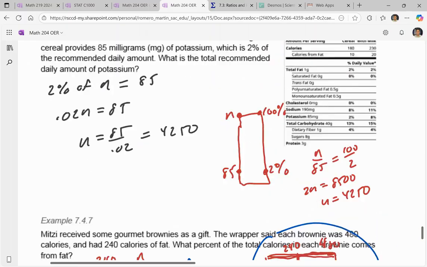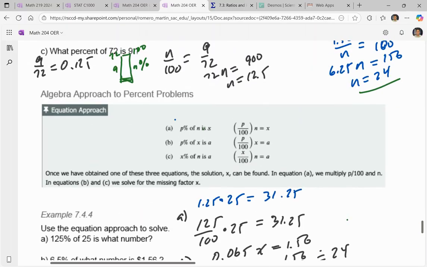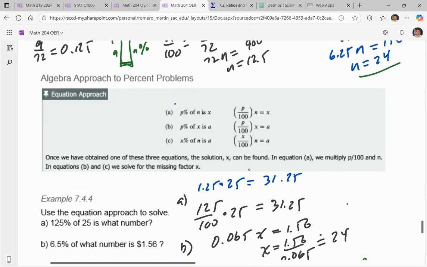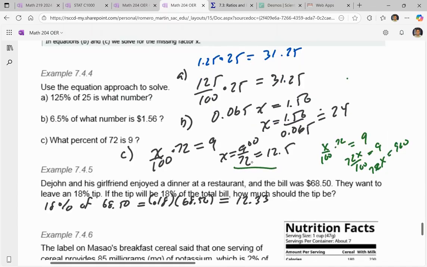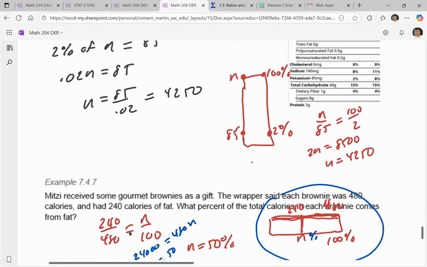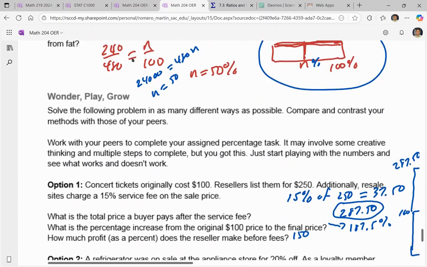So again, we introduced this equation approach because it's an efficient way. If you know how to set it up quickly, then you could be efficient with solving. But I still think the visual approach is efficient and you could solve as we've talked about it.